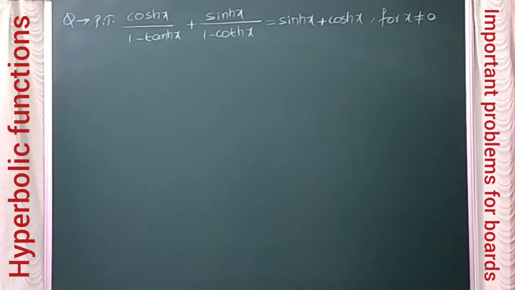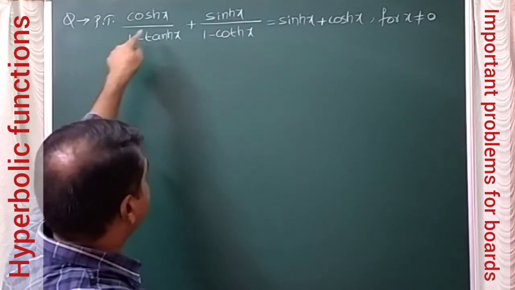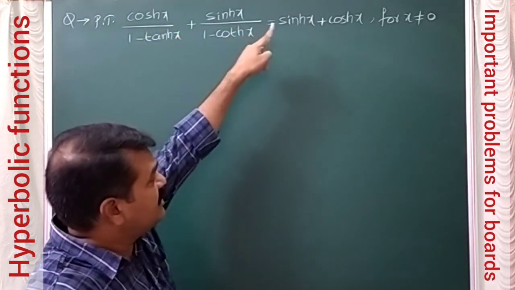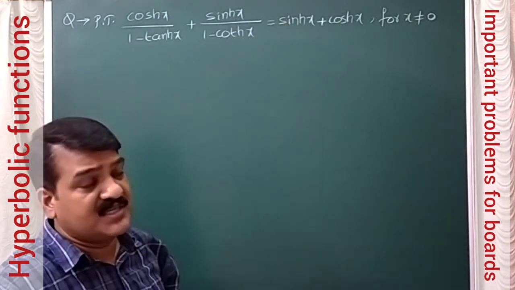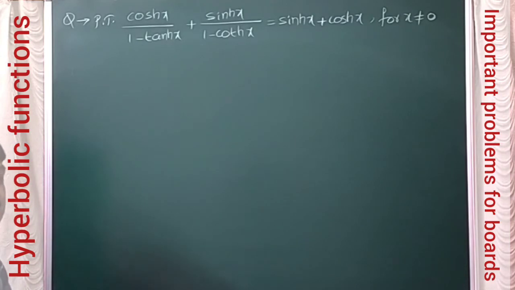Okay, see the next question. Prove that cos hx by 1 minus tan hx plus sin hx by 1 minus cot hx is equal to sin hx plus cos hx we have to prove, where x is not equal to 0.